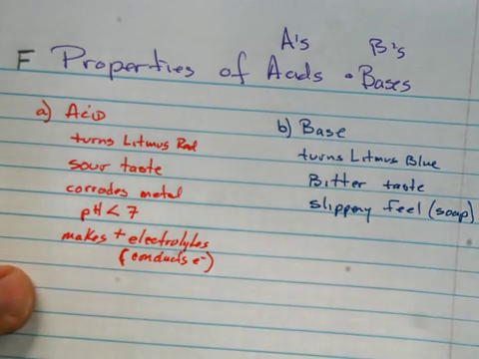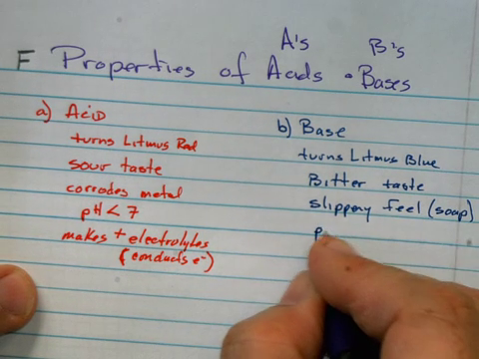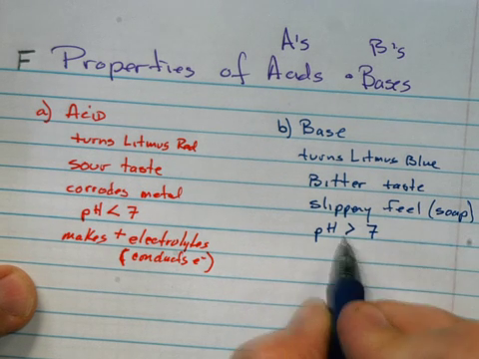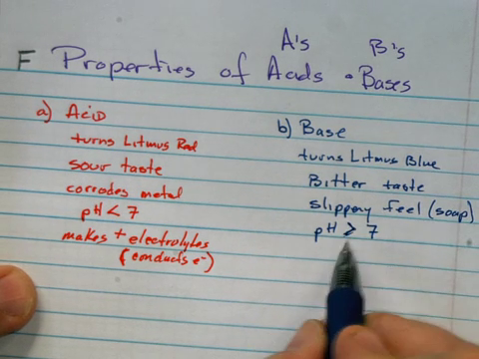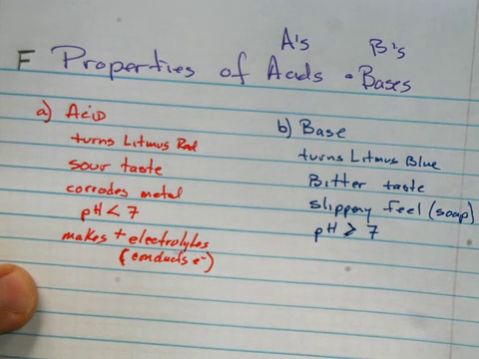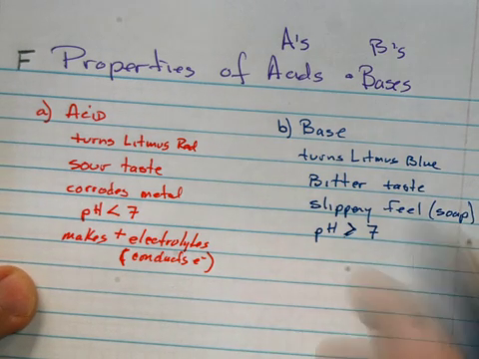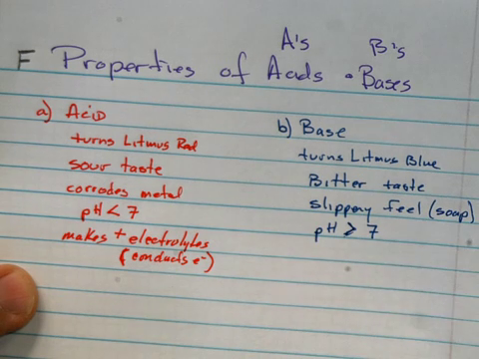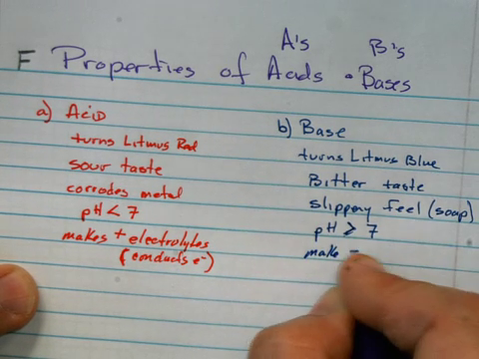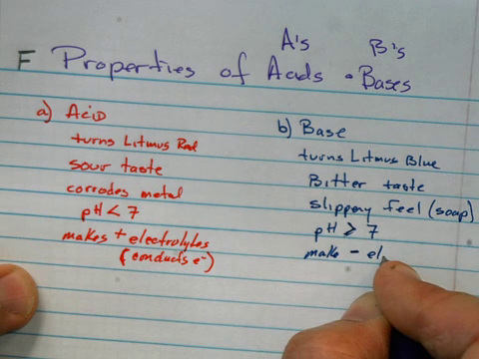What's their pH range? pH greater than 7. I always used to get these mixed up, and somebody said, hey, this is greater than because it's pointing towards the greater side of a number line. I was like, oh, that works for me. And they also make electrolytes, but they make negative electrolytes.